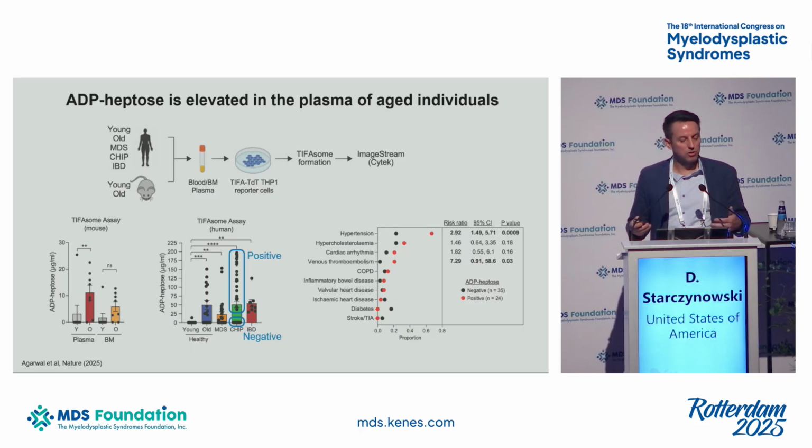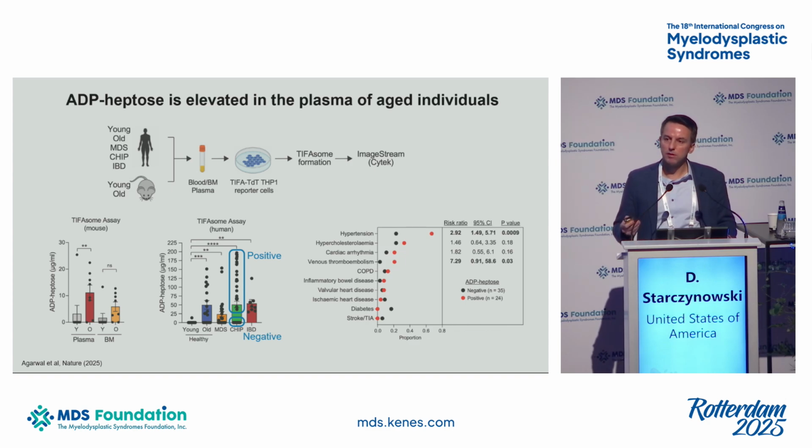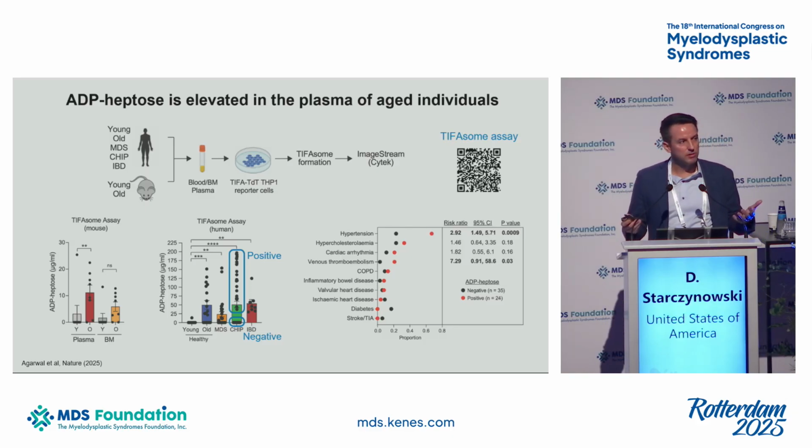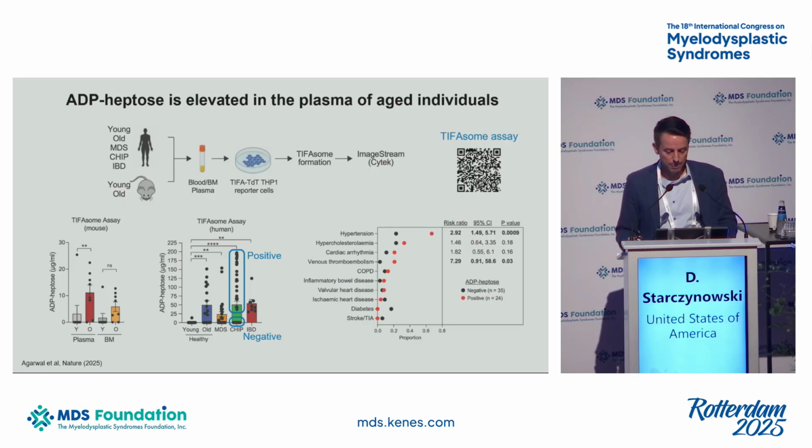So although this is a small cohort of CHIP individuals, if you do have a pre-leukemic cell and you have circulating ADP heptose, you have some of the associated conditions that we're so worried about in individuals with CHIP, such as cardiovascular disease. If you want to learn more about this TIFA-some assay, and we'd be happy to run your samples, just follow the link there.